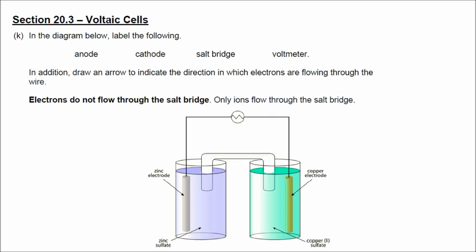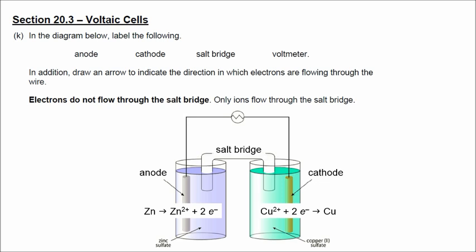Here we have a diagram showing us that the zinc electrode is in a zinc sulfate solution. The copper electrode is in a copper sulfate solution. They are connected by a wire, and there is also a salt bridge connecting the two solutions together. So the anode is where oxidation occurs, which happens to be the zinc. The cathode is where reduction occurs, that happens to be the copper.